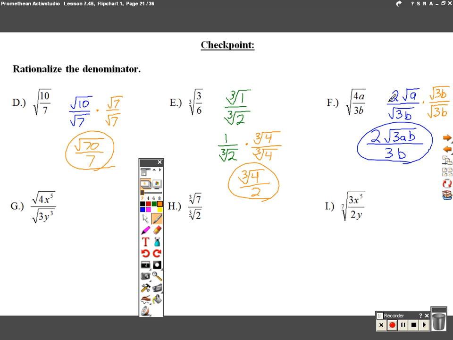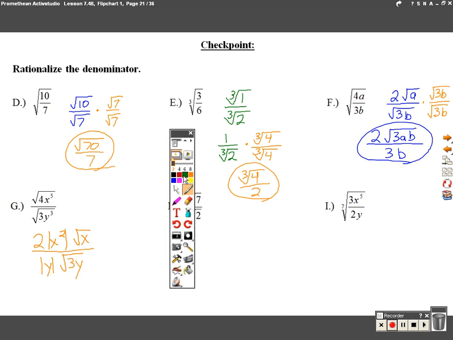Letter G, square root of 4 simplifies to 2. 2 goes into 5 2 times, so I can pull out 2 of those x's, and I'm still left with square root of x here underneath. Down below, 2 goes into 3 one time, pull out 1 of those y's with 2 left over, left with the square root of 3y. Now rationalize the denominator, multiply top and bottom by really just the square root of 3y. That will create a perfect square down there, and continue.